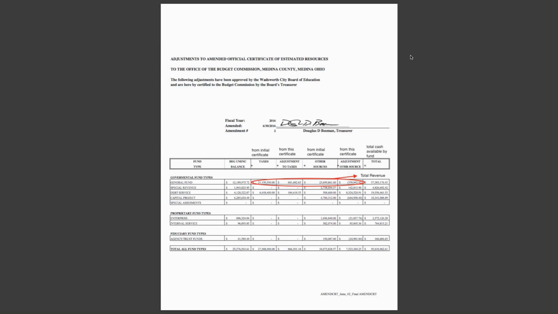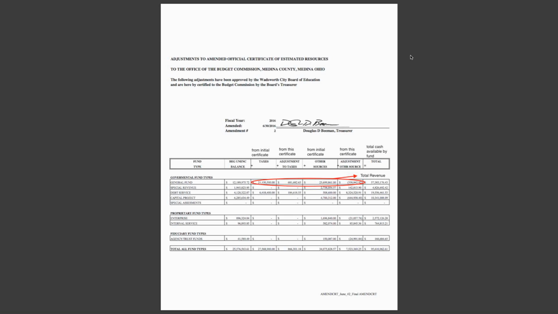The first one is prior to July 1st, which is your initial certificate and your temporary appropriations. And then usually prior to September 30th, you have to approve an amended certificate and your annual, permanent appropriation resolution. And then prior to June 30th or on June 30th, we approve the final appropriation resolution and the Certificate of Estimated Resources.